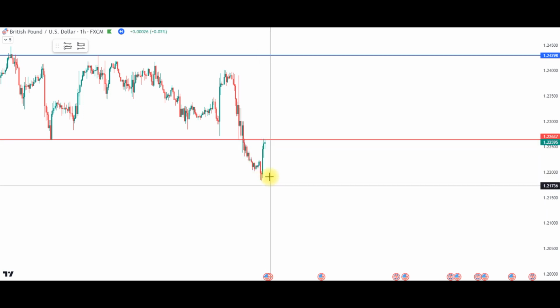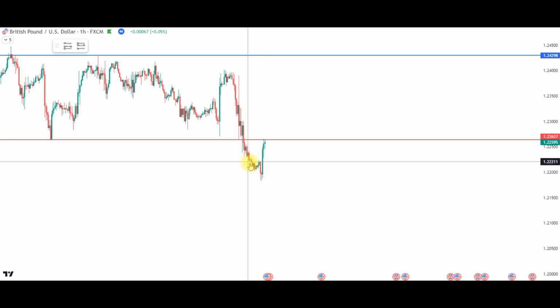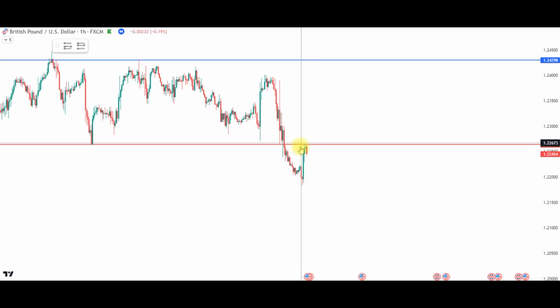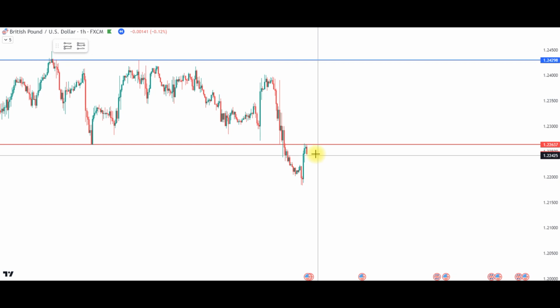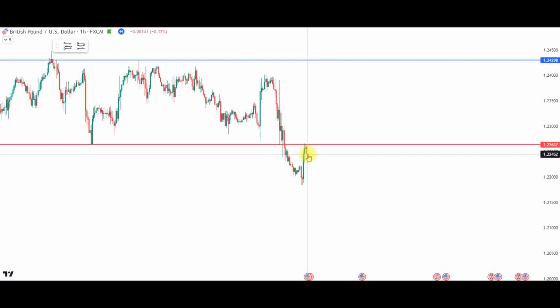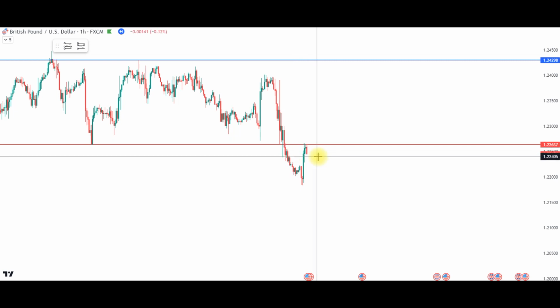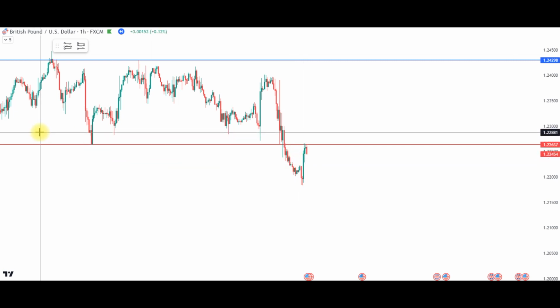For all those who wait for confirmation and to confirm that this is not a fake breakout, this area gets really interesting because we have here a bearish candlestick pattern. The bearish candle engulfs the green bullish one. So this is an indication that the market turns into the short direction now. This is an entry for those who didn't enter the market yet.